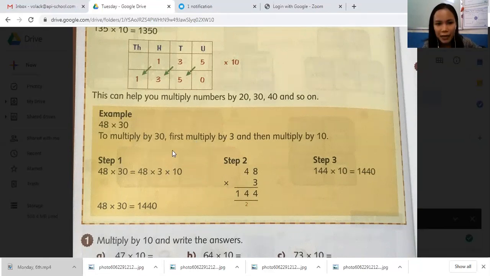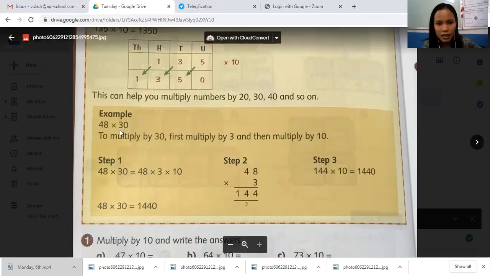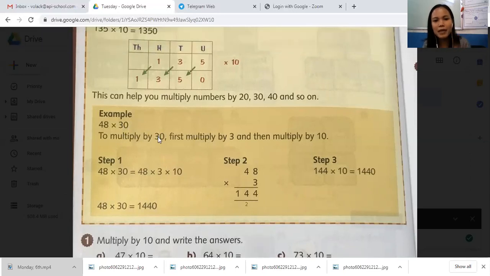So in this method, they get 48. First of all, multiply by 3, because 30 equals 3 times 10. So first they multiply by 3 and then they multiply by 10. They get 48 multiplied by 3 equals 144, and then multiplied by 10 equals 1440. This is the answer from what they do.